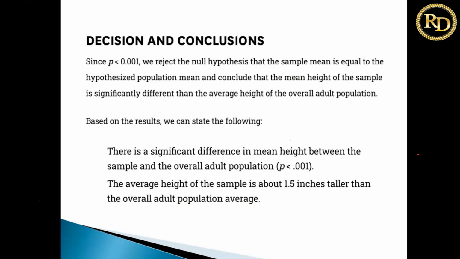So definitely we know the decision is taken on the basis of the p-value. At the 5% level of significance, if the p-value is less than 0.05, we reject the null hypothesis. If we are taking 1%, then if it is less than 0.01, we reject the null hypothesis at the 1% level of significance.